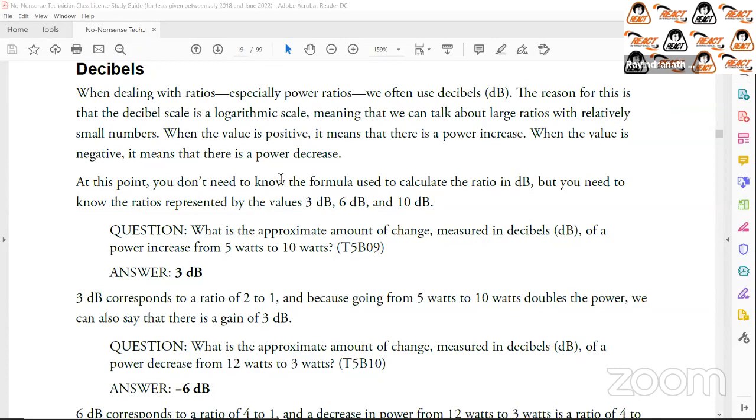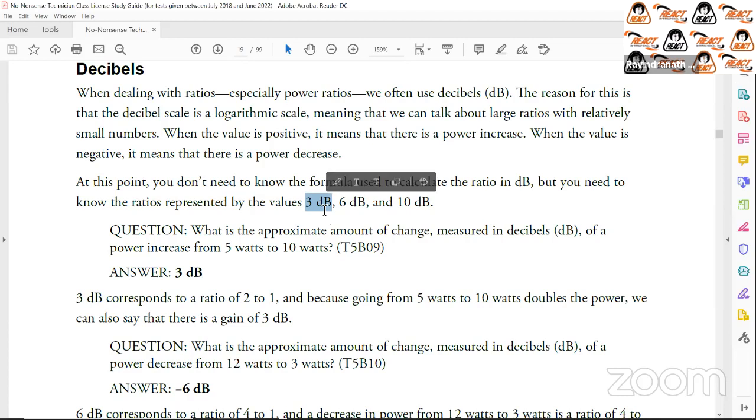Or it could be the other way around. Is it half of the power? Is it a quarter of the power? Or is it 1/10 of the power? And so on. So you're getting a question that will tell you you're increasing power levels from one to the next. You need to look at the relationship between those two values. So the values for decibels that we'll be concerned with for this course are 3, 6, and 10.